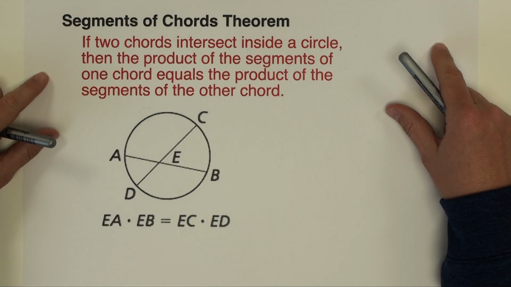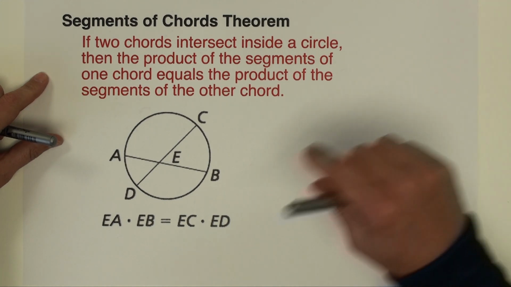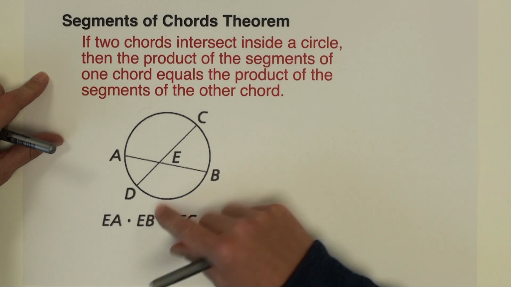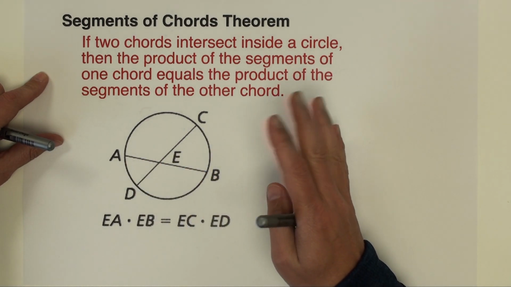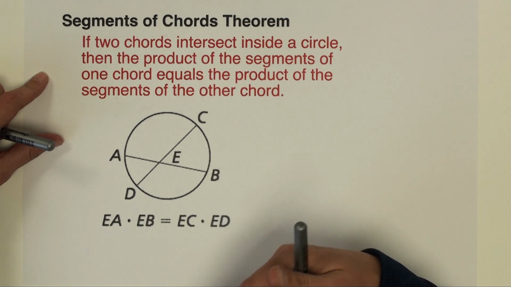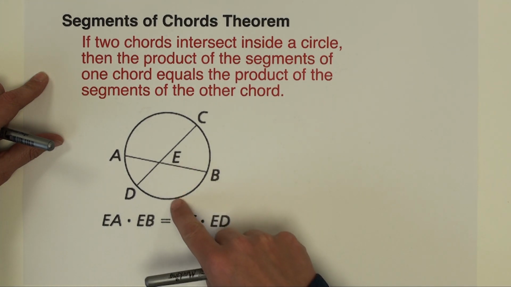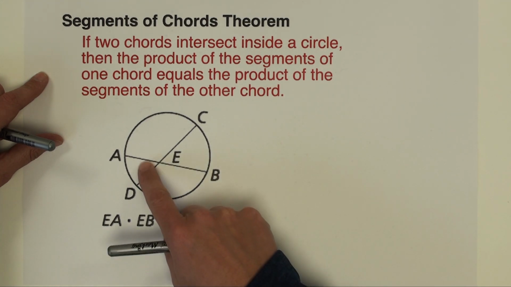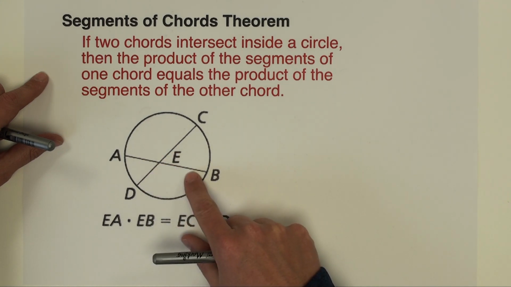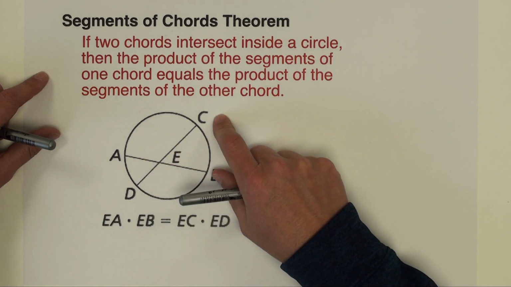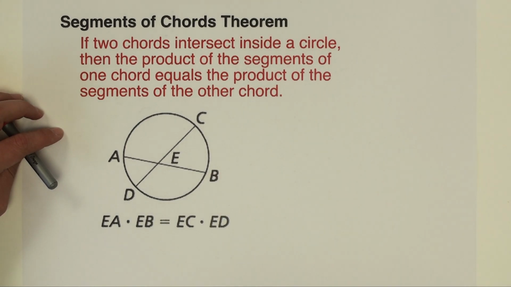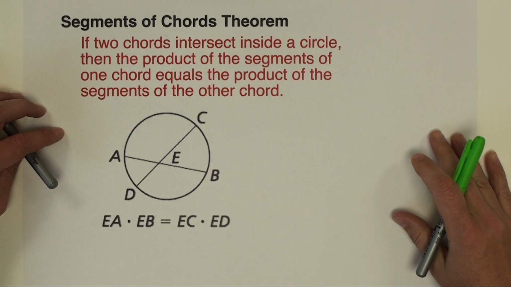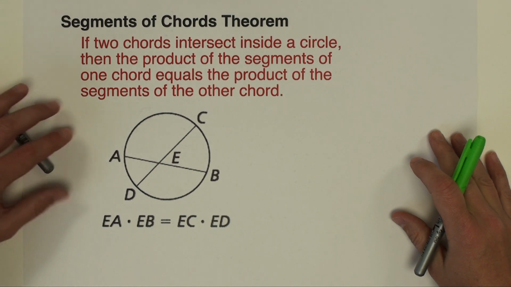Our first theorem looks quite similar to one that we talked about in the last video, at least as far as the picture setup goes. We've got a circle with two chords that intersect on the inside of the circle. The difference here is we're not interested in angle and arc measurement relationships, but we're interested in segment relationships. So this theorem says if two chords intersect inside the circle, then the product of the segments of one chord equals the product of the segments of the other chord.